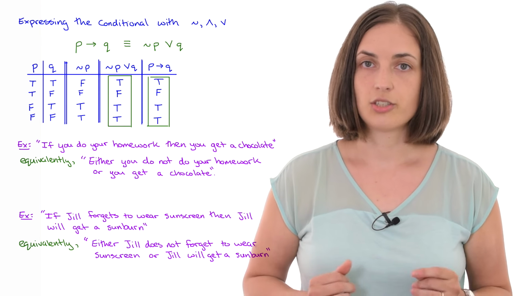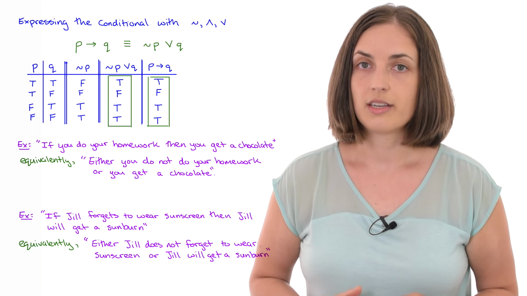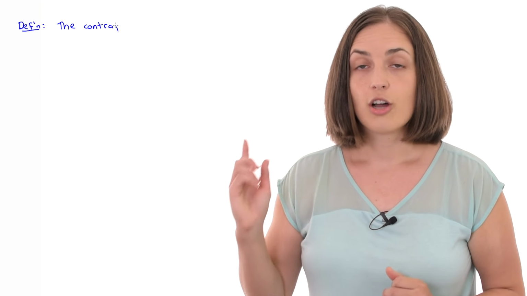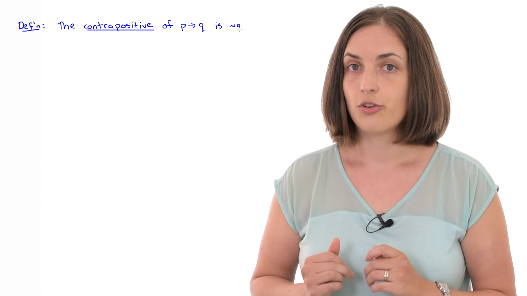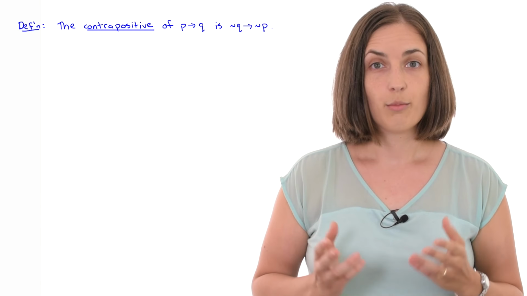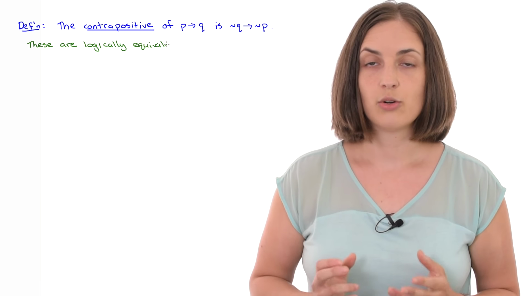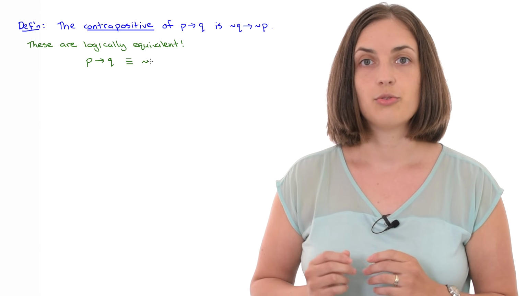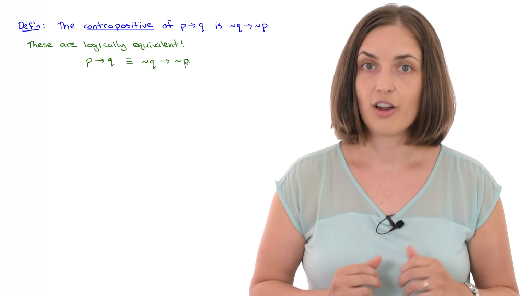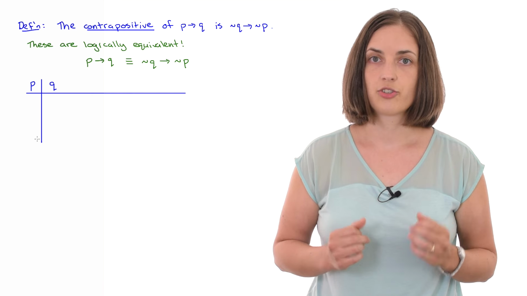When working with conditional statements, a term you will hear a lot is the contrapositive. Here's the definition. The contrapositive of the statement P implies Q is not Q implies not P. Moreover, these two are logically equivalent. In other words, P implies Q is logically equivalent to not Q implies not P. We can check this with a truth table.